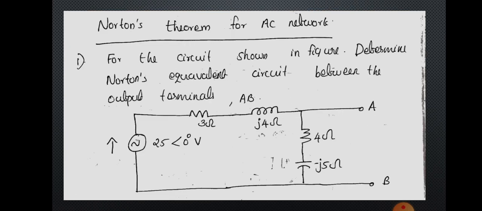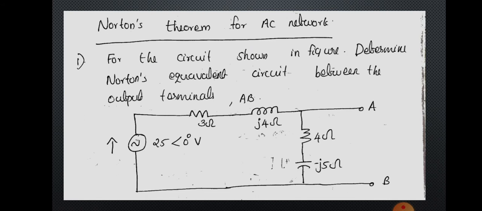So next we will go to the Norton's theorem for AC networks. And in the case of AC networks, the supply voltages and currents will be in AC form. So we will deal with the impedances of the branches, and we can do a problem. For the circuit shown in the figure, determine the Norton's equivalent circuit between the output terminals A and B.